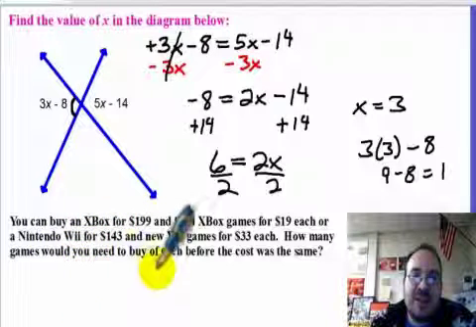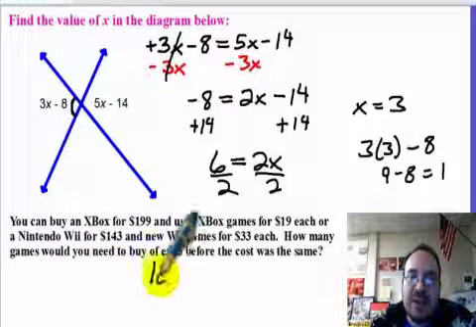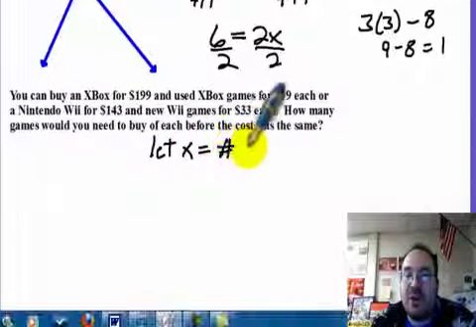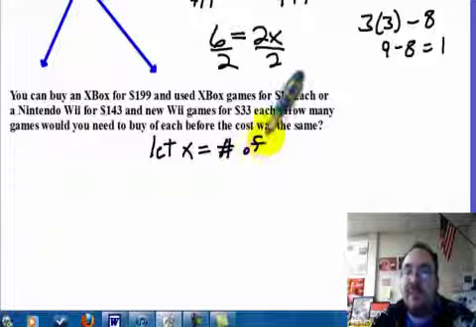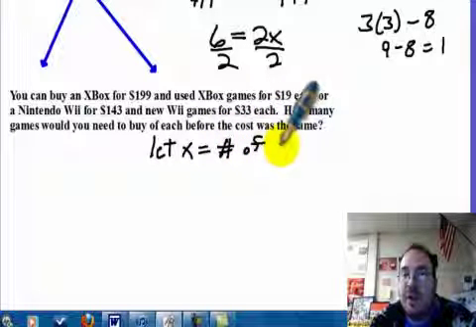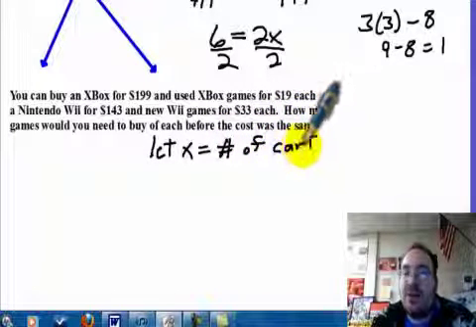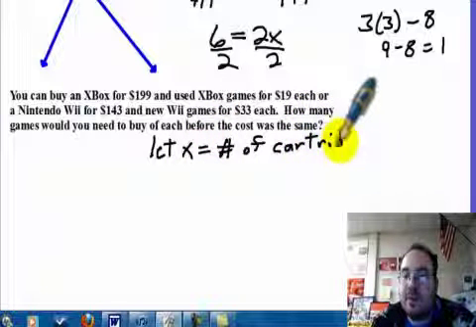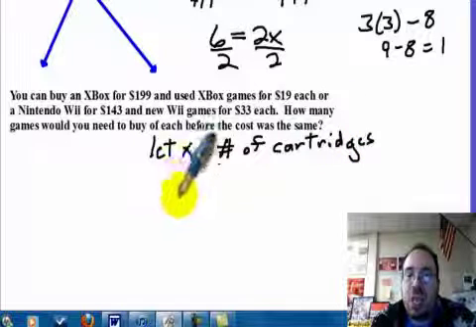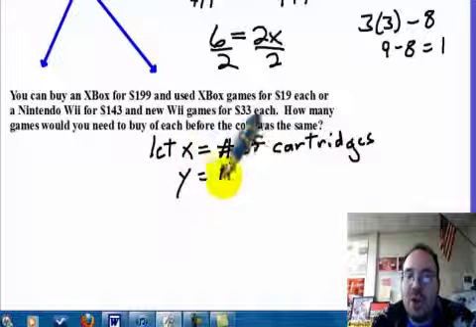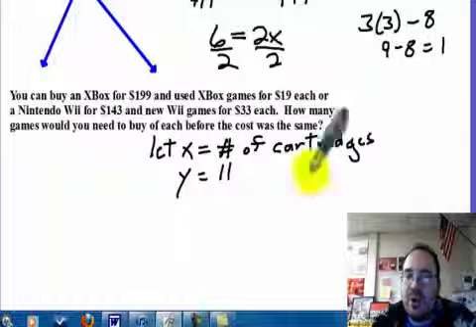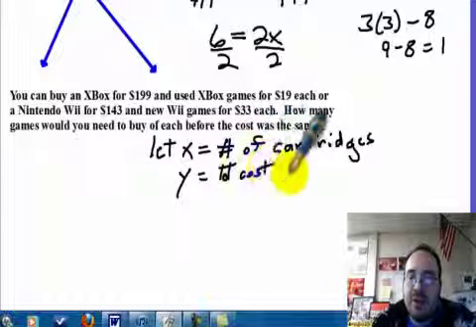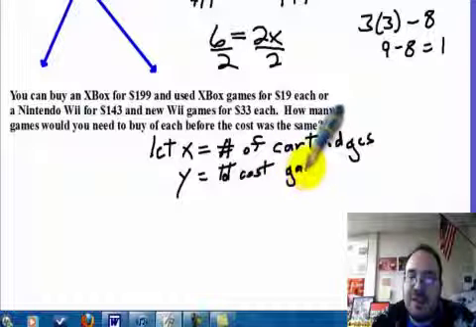So let's say we'll let x equal the number of cartridges, because that's what we need to know, and that's going to affect our cost. So the variable that affects other variables, usually you'll let that be x. So x will be the number of cartridges, and y will be the total cost of the game, the system, and all the stuff together.